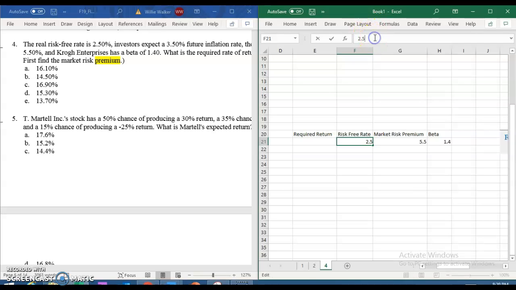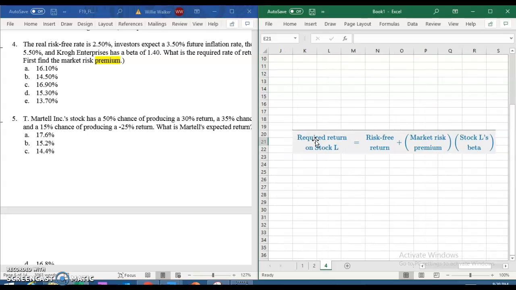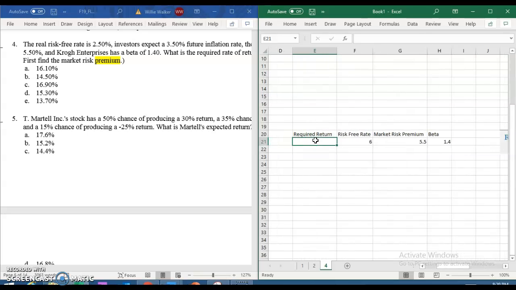So right here, I'm simply going to just add our expected inflation, which is 3.5. I'm just going to make that a formula. So we have these two together, total 6. 2.5, 3.5, 6, right?